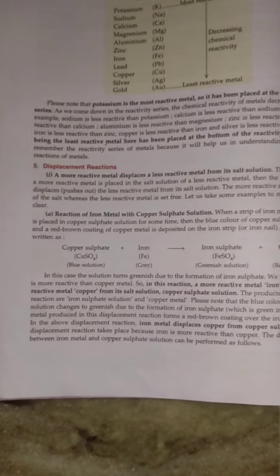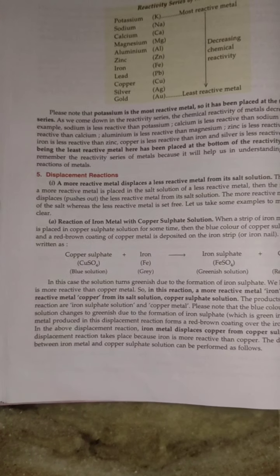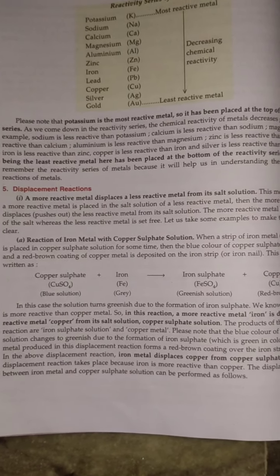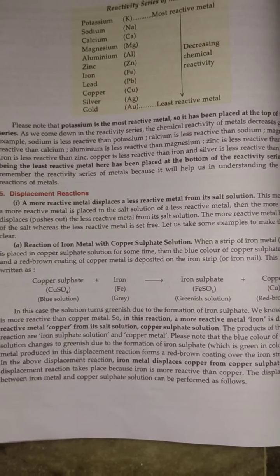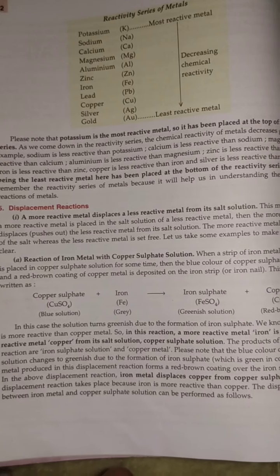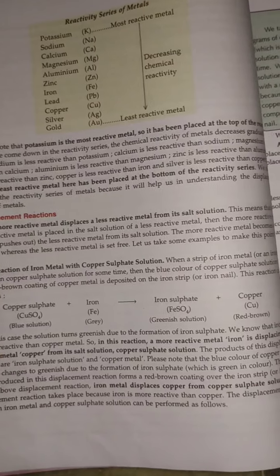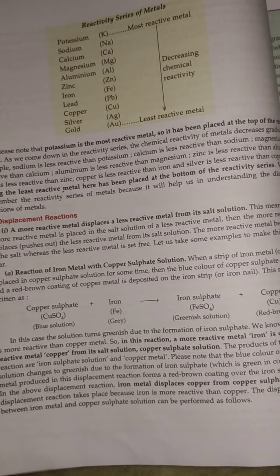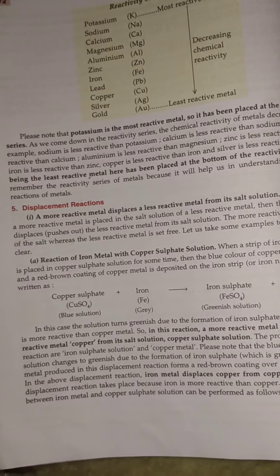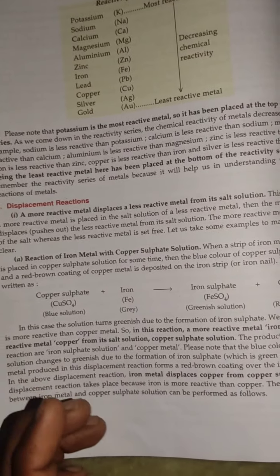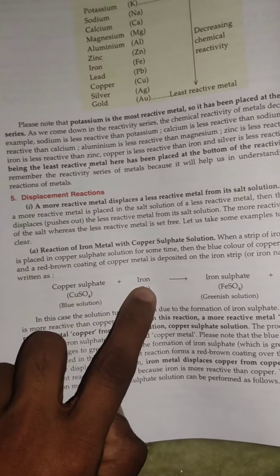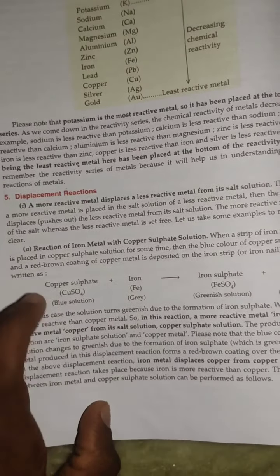A displacement reaction means a more reactive metal displaces a less reactive metal from its salt solution. Here one salt and one metal are reacted. If that metal has more reactivity than the metal in the salt, then it will displace it. One example is copper sulfate and iron. Copper and iron are the two metals.